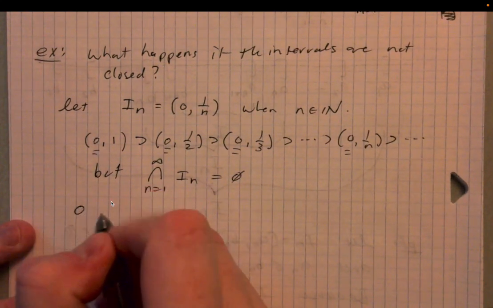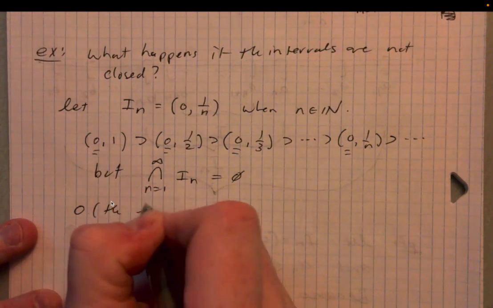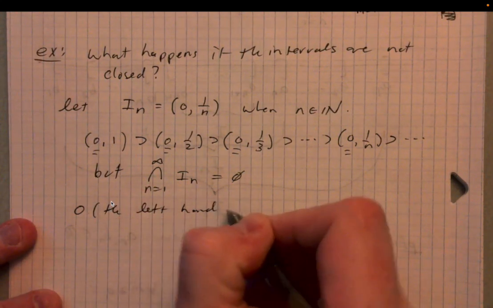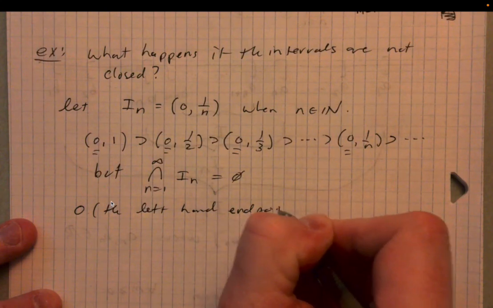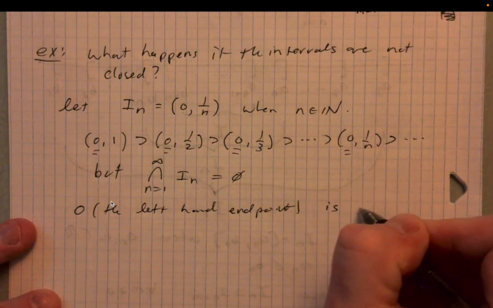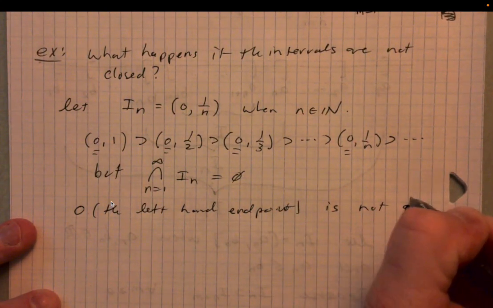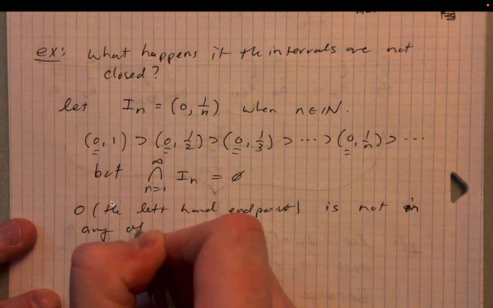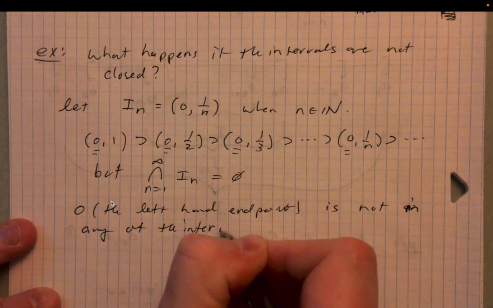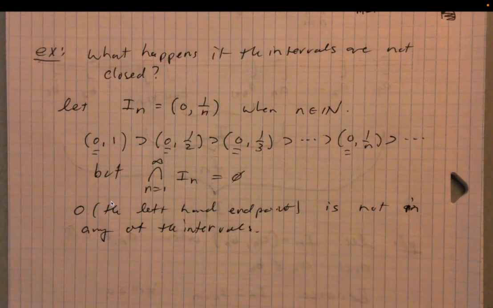So 0, the left-hand endpoint, is not in any of the intervals, right? And obviously anything else is going to eventually fall out of the intervals, right? And so for this reason, you have nested intervals, but you have an empty intersection.